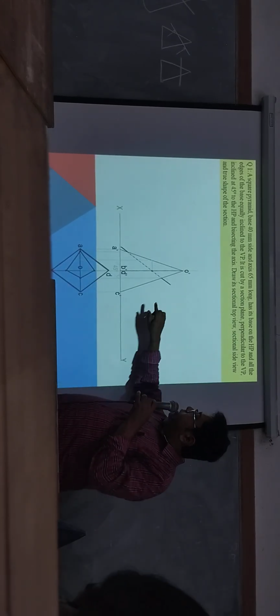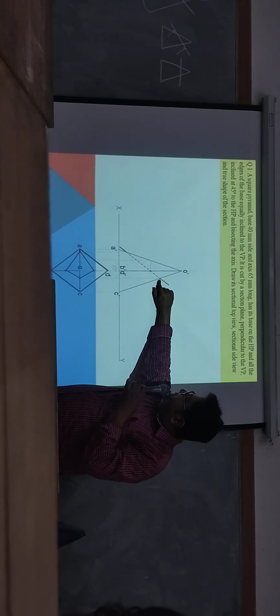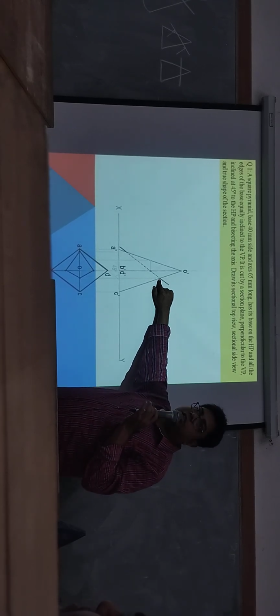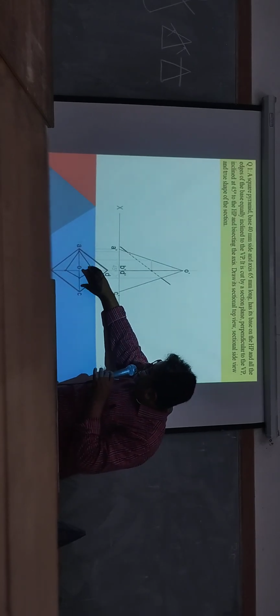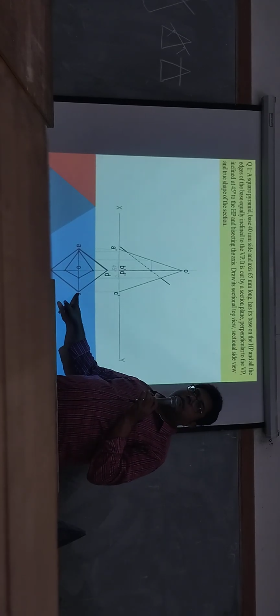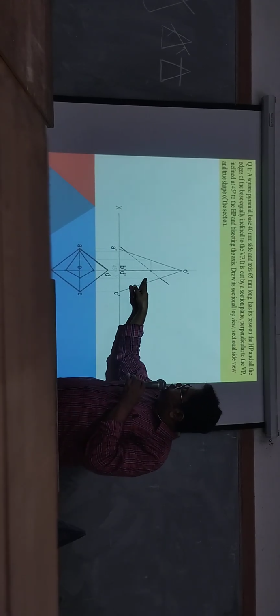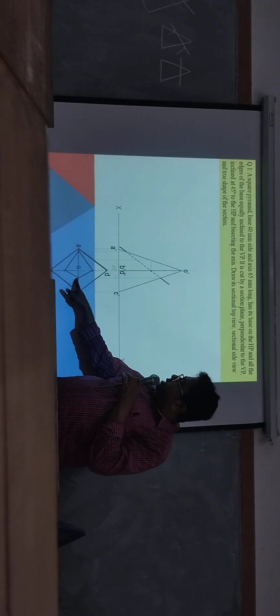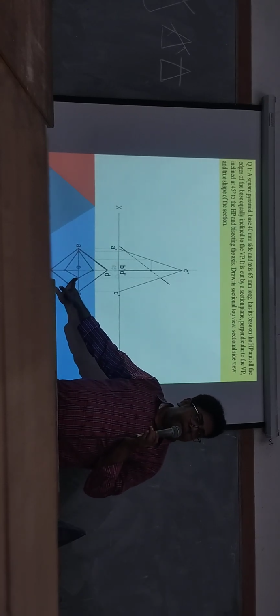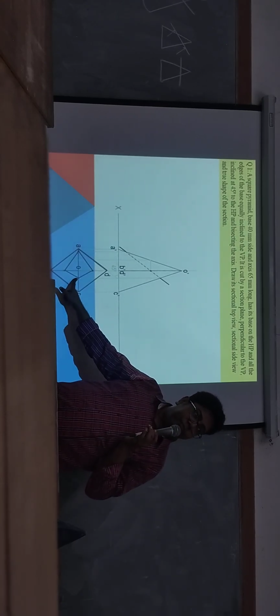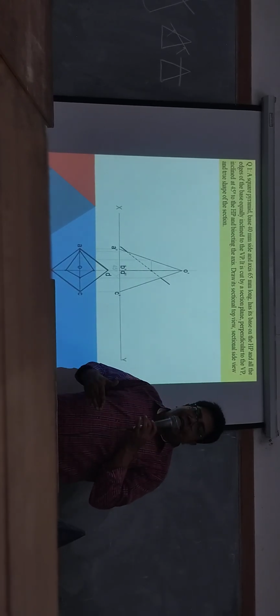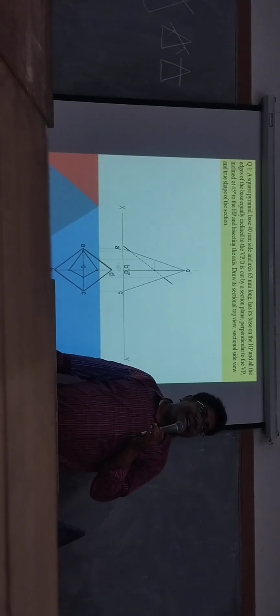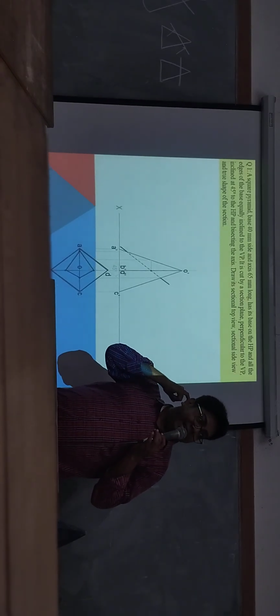Now I am telling you this point. It is cutting with O dash C dash. The cutting line is intersecting with O dash C dash. Now here is O dash C dash, which one? This one. From this point, if you draw the vertical line, it is cutting with O dash C dash here. Clear?